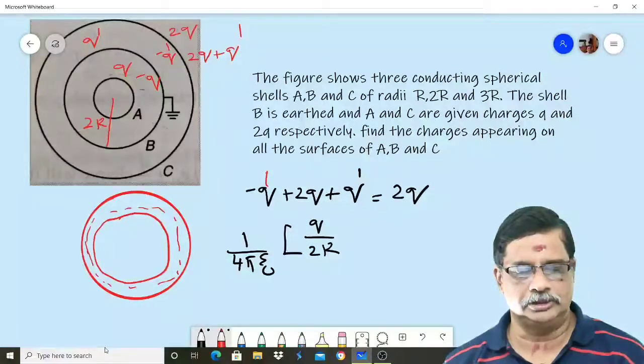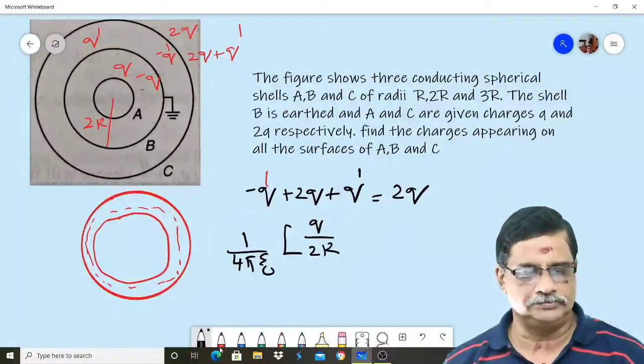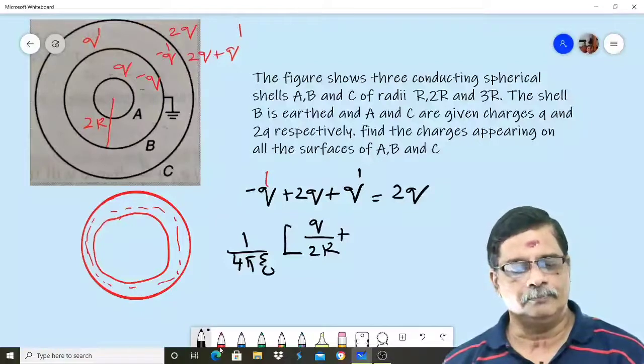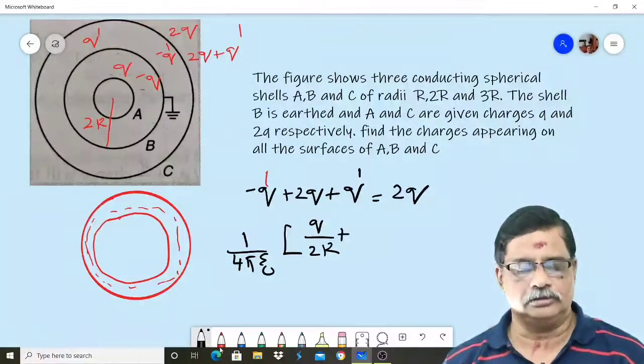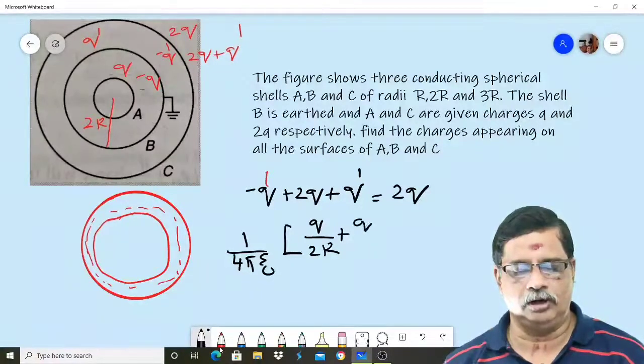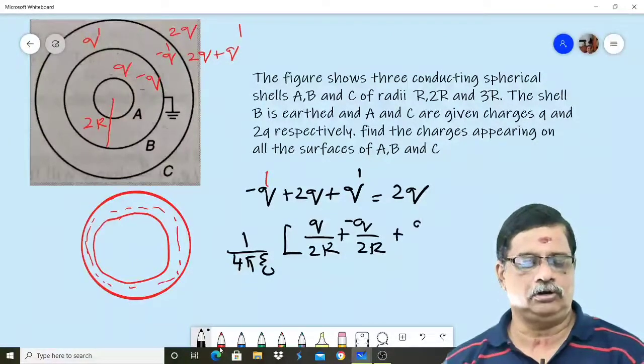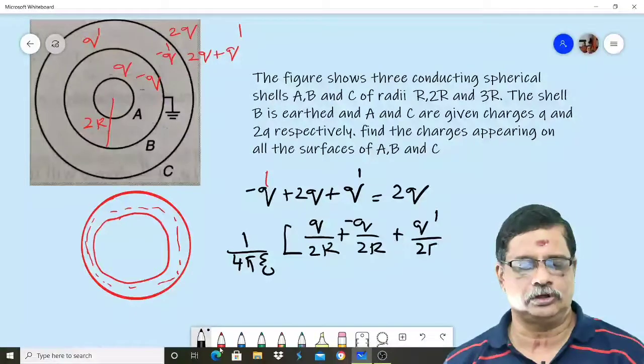Now we have to consider the charges on the surface of B itself, which are minus Q and Q dash. So the radius of B is 2R. For points on the surface of a conducting sphere, the potential depends only on the radius. First we write minus q divided by 2r for the inner surface, then for the outer surface q dash by 2r. So that completes the potential on the surface of B due to the charges on itself.